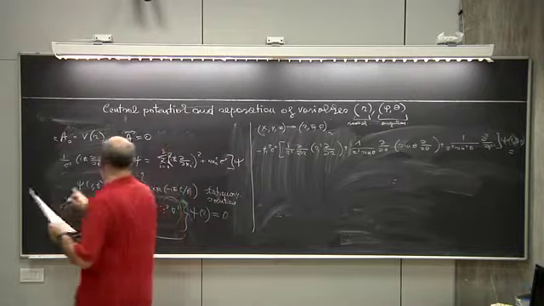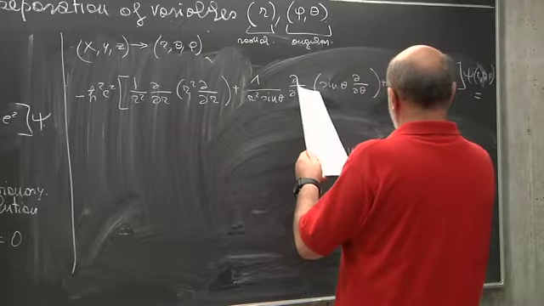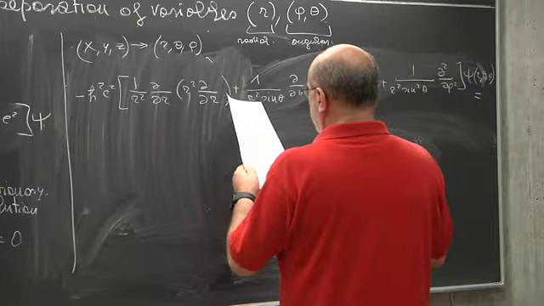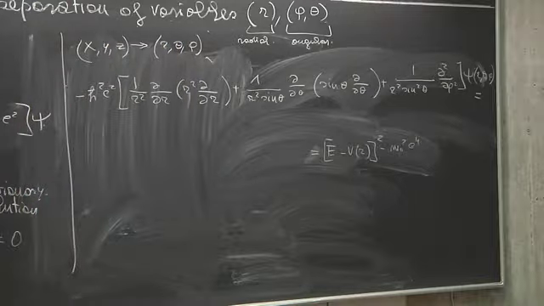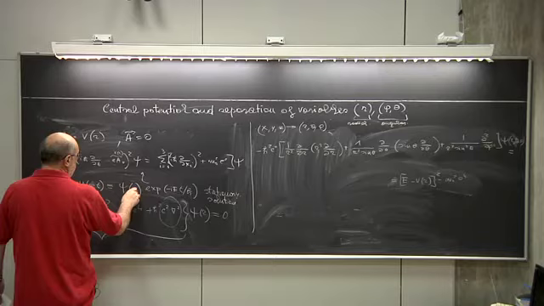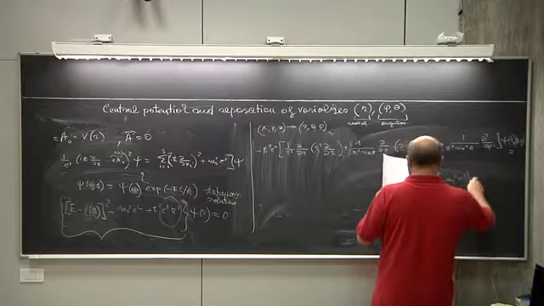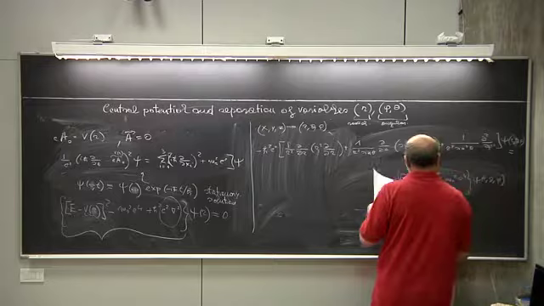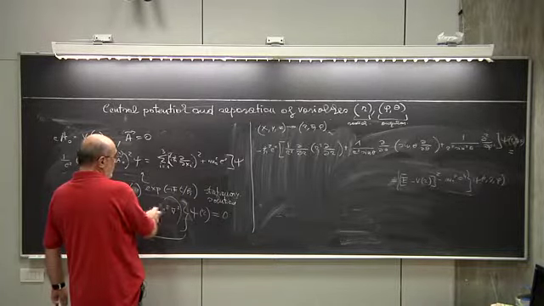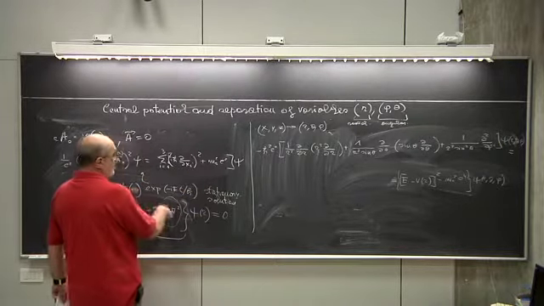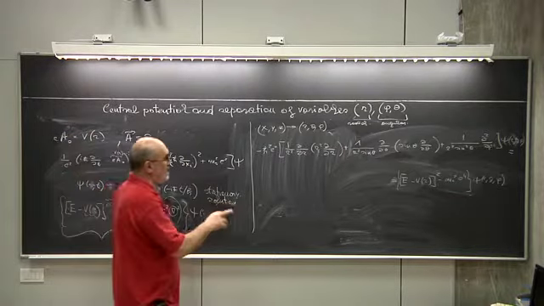Now I bring this part on the left-hand side, and I get (E minus V of r) squared minus m squared c to the fourth. When I said that this part depends only on space, I should have said x, y, z. This one is psi of r, theta, and phi. Basically, I've rewritten this in polar coordinates. I have changed the sign here. The Laplacian has a particular form with a minus. Then I bring this on the other side, but there are some minus signs that compensate, and the result is this.